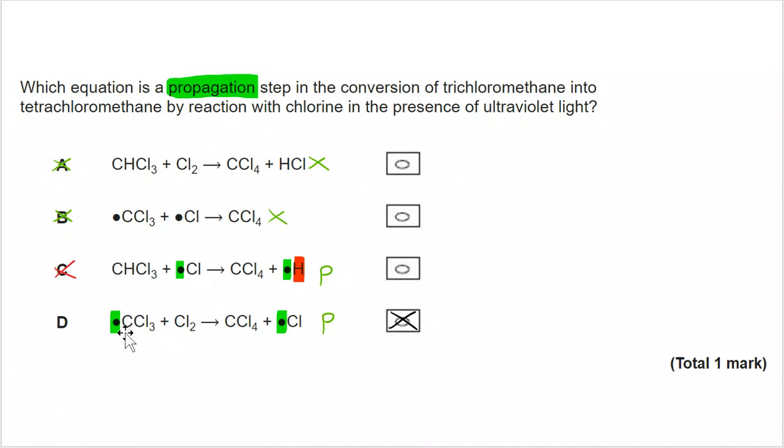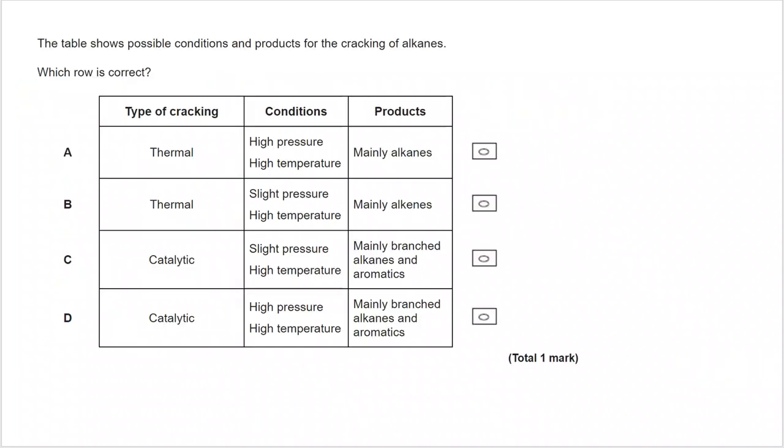And what we then see is this step. And if you're familiar with the free radical substitution mechanism, you will then recognise this as one of the key propagation steps in that route from methane all the way to tetrachloromethane. Next question for you.